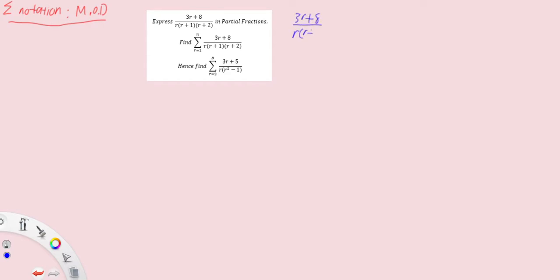So what you might do is basically do this. You list out the whole entire fraction and then write down the three fractions first. There are three factors, so you get A over r plus B over r plus 1 plus C over r plus 2. Then you have 3r plus 8 equals A(r+1)(r+2) plus B r(r+2) plus C r(r+1).